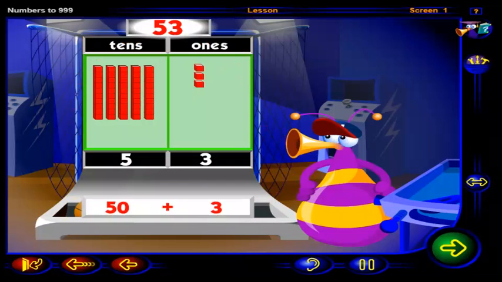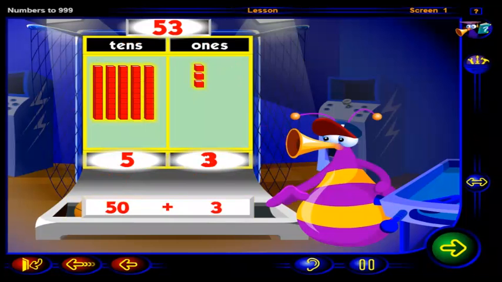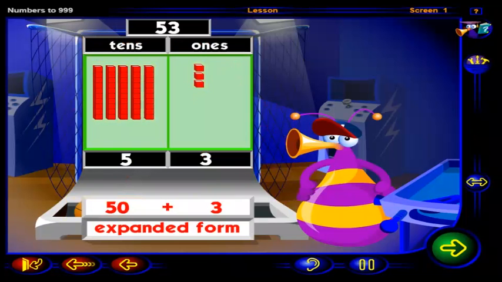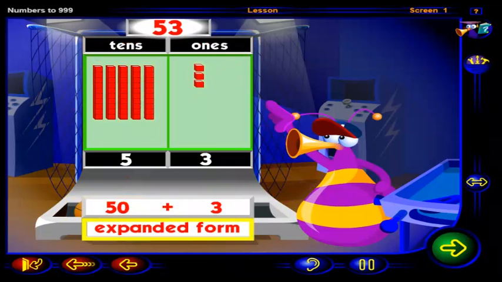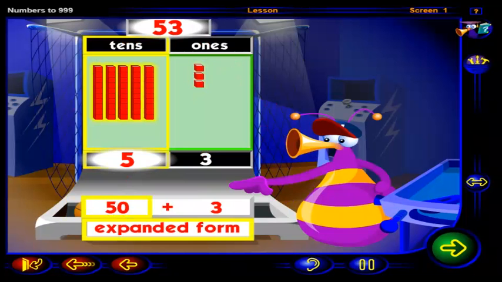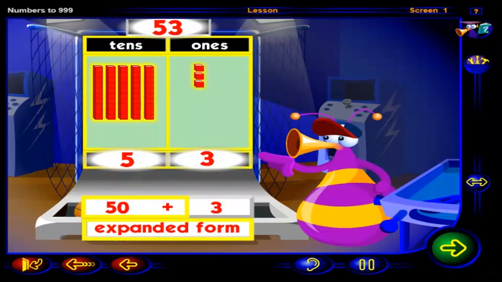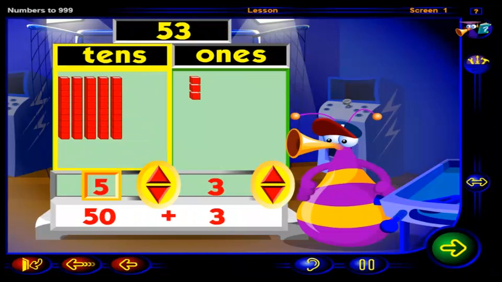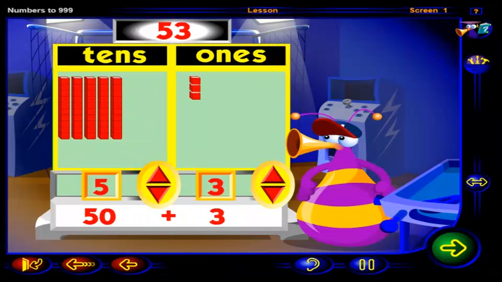When we write a number as the sum of the values in each place, we have the expanded form of the number. So, the expanded form of the number 53 is the value in the tens place, 50, plus the value in the ones place, 3. Click on these arrows to change the value in the tens place. And click on these arrows to change the value in the ones place. Watch how the number and the expanded form of the number change.